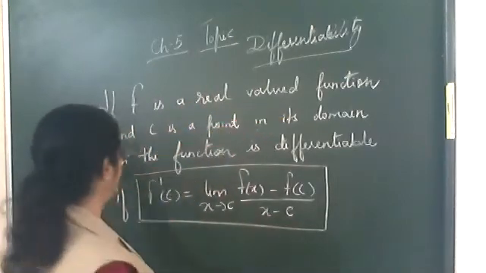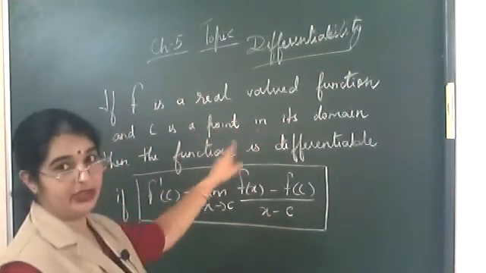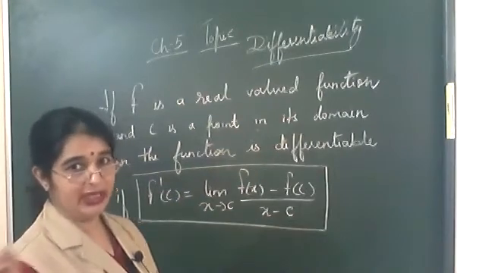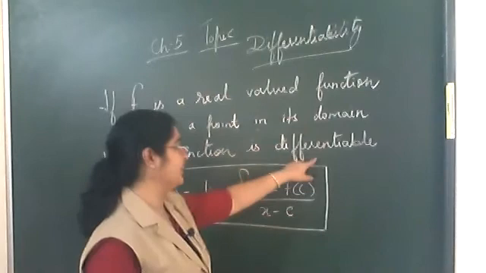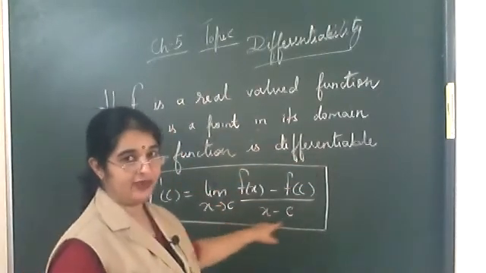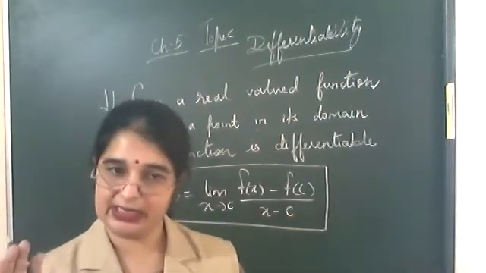Clear? So we can say that if f is a real valued function and c is a point in its domain, then the function is called differentiable if f dash c is equal to limit x tending to c, f x minus f c upon x minus c. This thing we have studied in class 11.